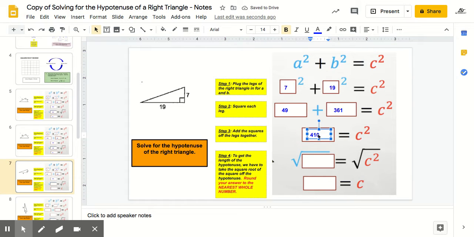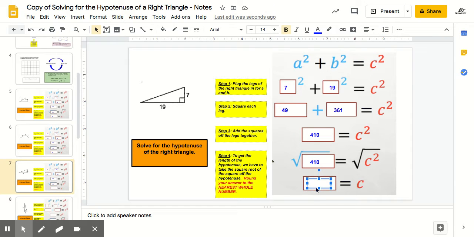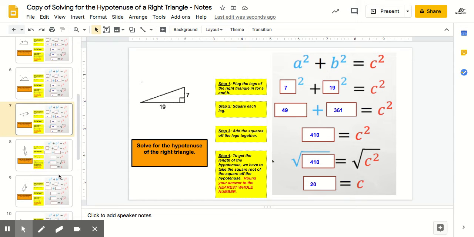Okay, so now we have 410 is equal to c squared. We've got to get that c all by itself, so we're going to take the square root of both sides. The square root of c squared is just c, and then the square root of 410. 410 is not a perfect square, so yet again, we will get a decimal. But again, we're rounding it to the nearest whole number, so I'm just going to round that to 20. So we get c is equal to 20, which gives us the length of the hypotenuse being equal to 20. And again, you guys know the hypotenuse has to be the longest side of the triangle. And if this is 20, that does in fact turn out to be true because 20 is greater than 19 and 7, as it was in the other two examples as well.